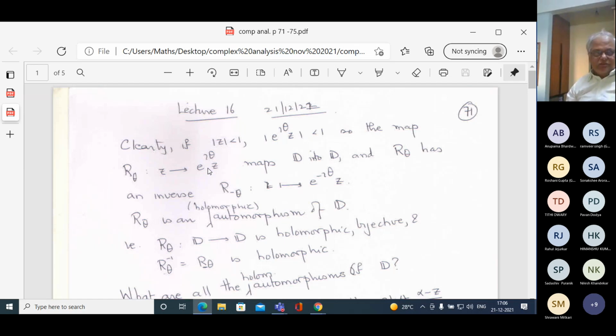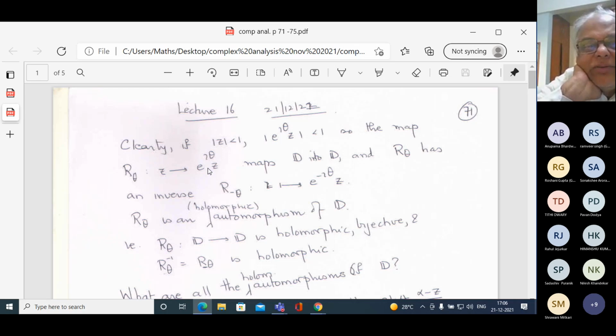Okay, so we know that rotation by theta is a map from D to D, and it is holomorphic, and rotation by theta has an inverse, that is rotation by minus theta. So R theta has a holomorphic inverse, and this is the meaning of R theta being a holomorphic automorphism of D. In this setup, when we talk about an automorphism, the automorphism is always supposed to be holomorphic. The map is holomorphic and the inverse is holomorphic.